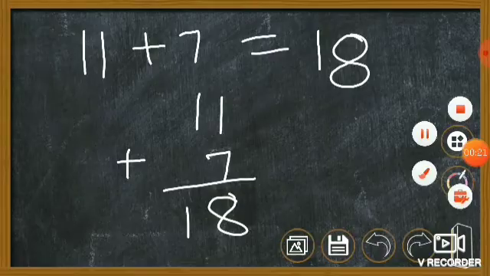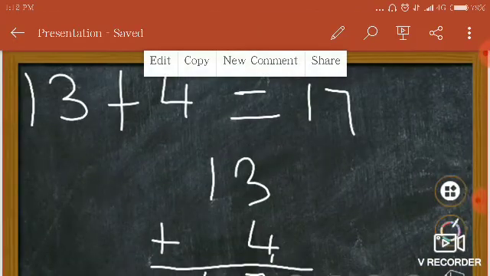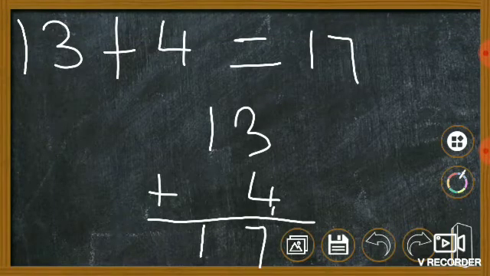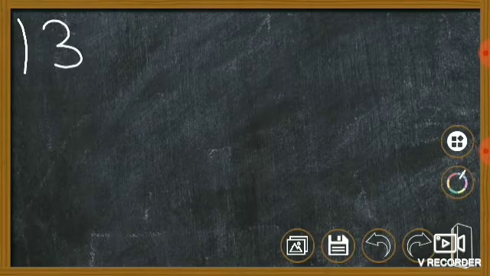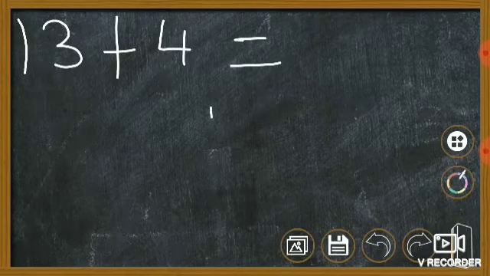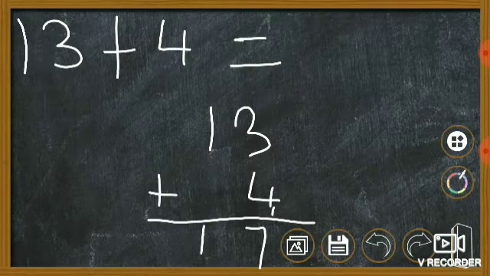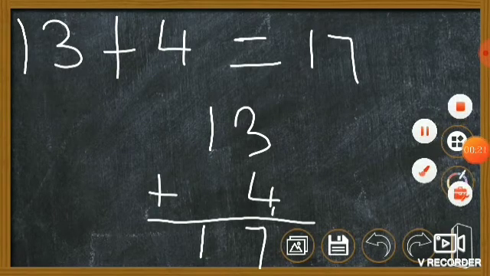Shall we go to the next sum? The next sum is 13 plus 4. You'll write 13 on the top and 4 at the bottom. Adding 3 plus 4. 3 in the mind, 4 in the finger. After 4, 5, 6, 7. 7, and bringing 1 down there, the answer becomes 17. So the answer is 17. 13 plus 4 is 17.